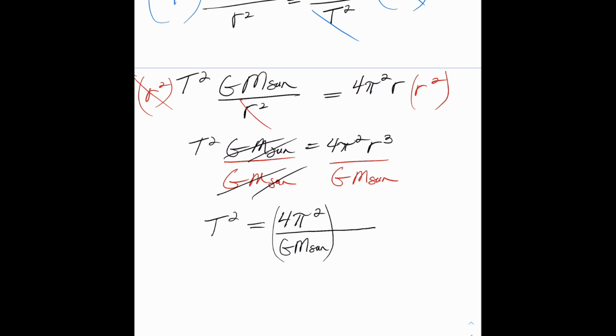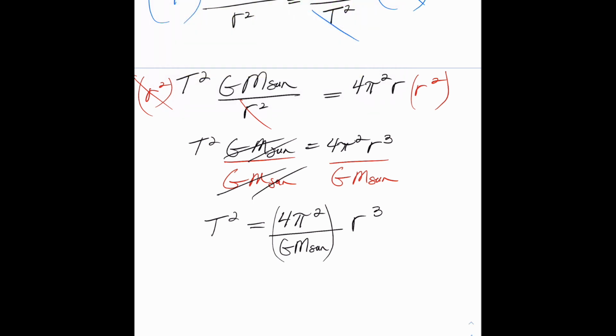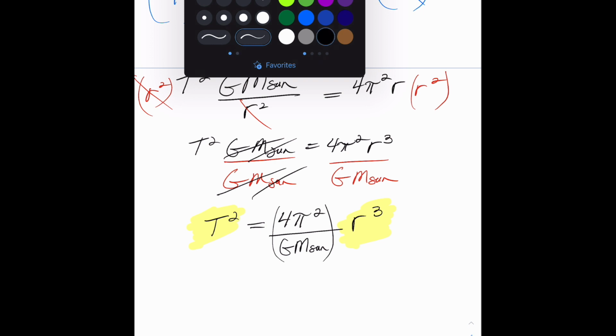Let me make this a little smaller. I knew I was gonna get rid of my whole bar there. Whoops. This is being cubed. All right, so this is Kepler's third law. What this states is that the orbital period squared is proportional to the radius cubed. Whoops, let me rewrite it.